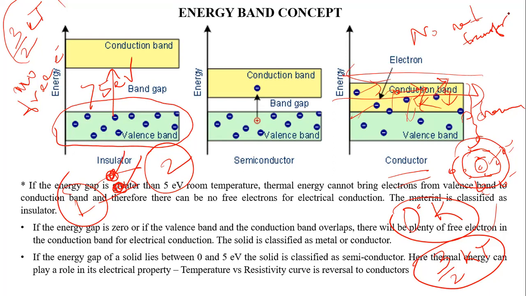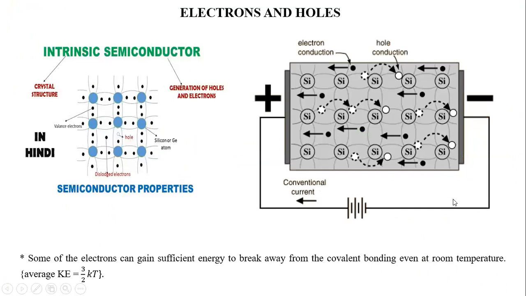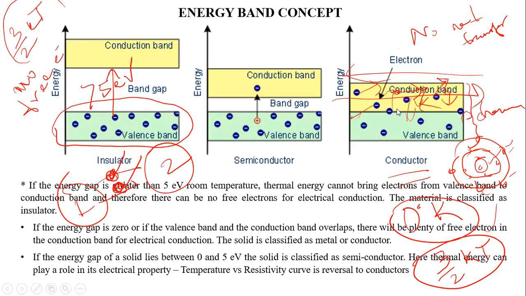So at room temperature, without the application of any external field, these free electrons can move randomly, but they cannot contribute to electricity. The reason is that the random motion due to this thermal energy takes place in every direction. So you cannot have any net transfer of charge. Therefore, no electrical conduction here.